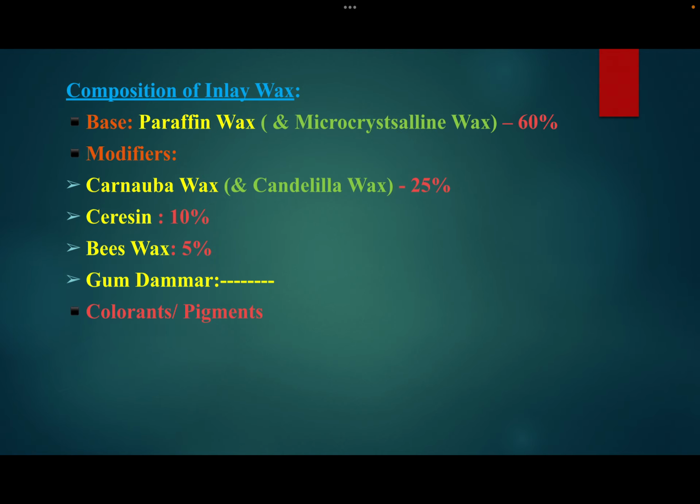What is the composition of inlay wax? The base or main composition is paraffin wax and microcrystalline wax which accounts for about 60%. The modifiers are carnauba wax and candelilla wax, sarrasin wax, beeswax, gum dammar resin, colorants and pigments.